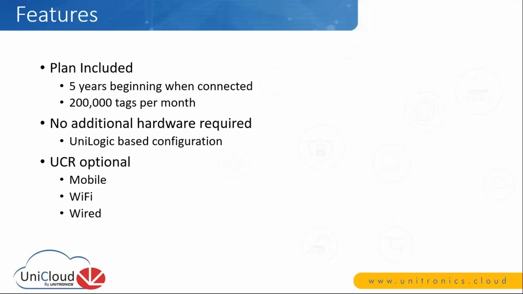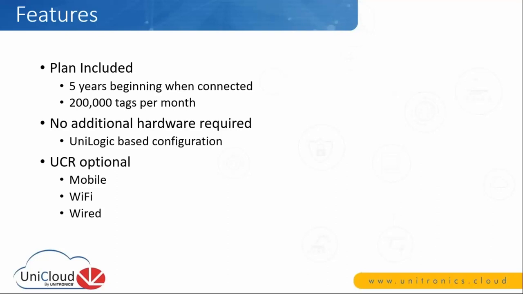Now, out of the box, you have the ability to update 200,000 tags a month. There is no additional hardware required. There is no need to purchase an additional router, a Wi-Fi dongle, any sort of comm module. Everything is going to be included with this C model PLC. The only software package that you are necessarily going to be concerned with is Unilogic. You will see shortly that everything configuration-wise is created within the software and then synced to your cloud account, which you are signing into directly in the software.